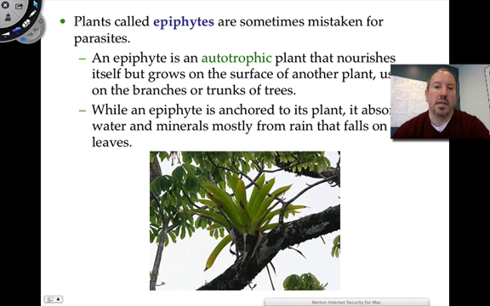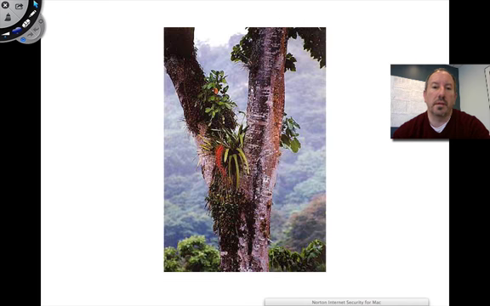Well, these epiphytes can actually get a lot of water from their leaves, which is kind of unusual. Some of them, look at this, really high up in the canopy, have a long, vine-like root system that goes all the way down to the ground. But they can live up here.